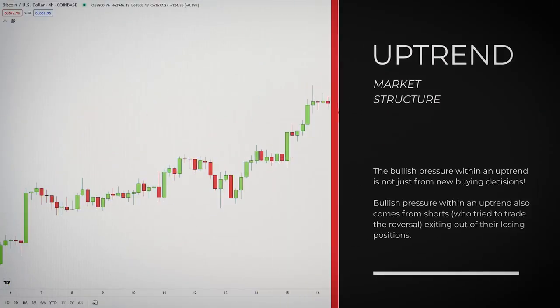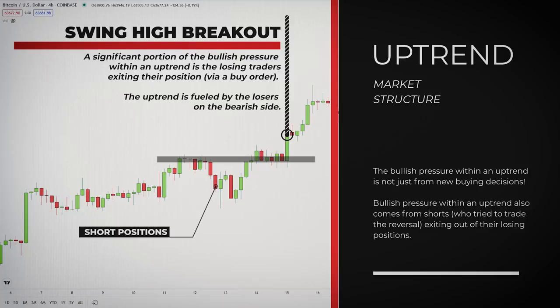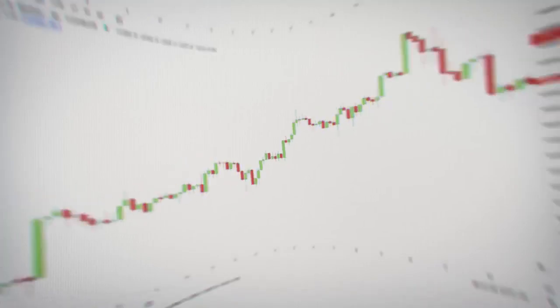Interestingly, the bullish pressure within an uptrend is not just from new buying decisions. Remember, each transaction involves both a buy and a sell. Bullish pressure within an uptrend also comes from shorts who tried to pick the reversal, exiting out of their losing positions. A significant portion of the bullish pressure within an uptrend is the losing traders exiting their position via a buy order. In many respects, the uptrend is fueled by the losers on the bearish side.